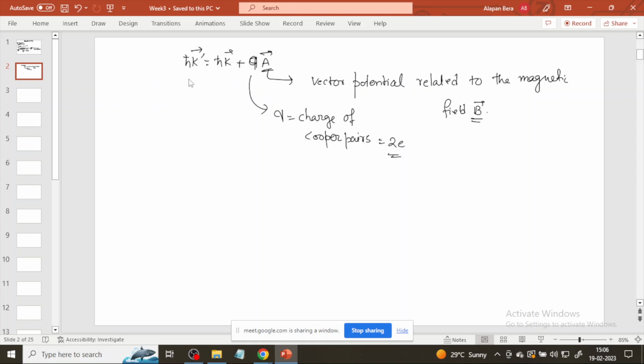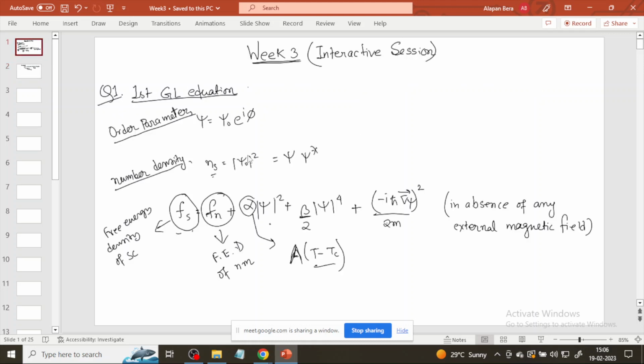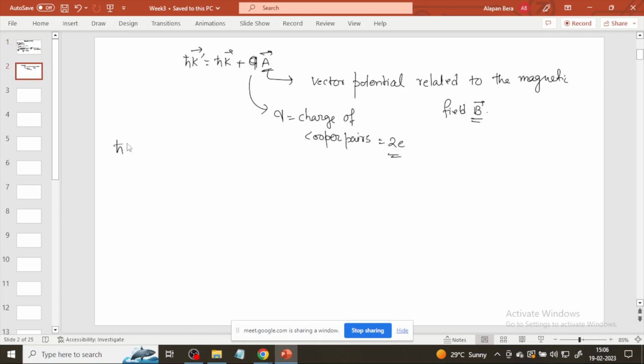So now what we do is we put this explicitly. So now this term h cut k, before, h cut k was minus i h cut delta psi. Now this is after applying the magnetic field, this is h cut k prime, and k prime changed as this. Okay, so now it is minus i h cut delta psi plus 2. Now in place of q we put 2e and the vector potential.